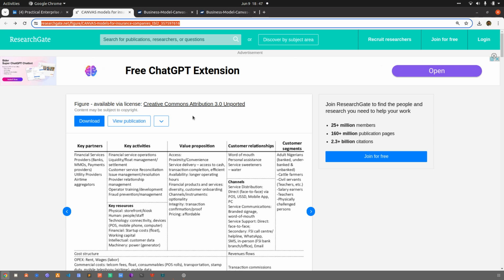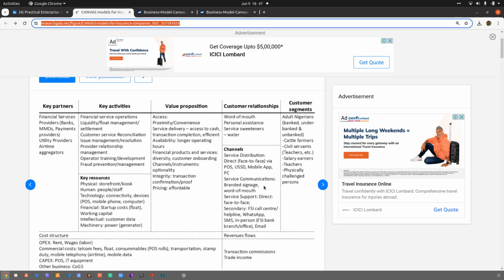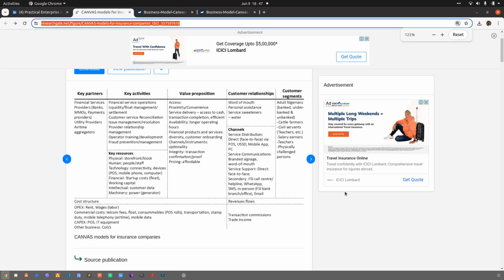The reason I am doing this off the internet is that I wanted to show that the business model canvas is such a nice document that you can just read it as is, and then you can gain understanding. So I've not actually gone through it, so let's just look at this. This is the first one.